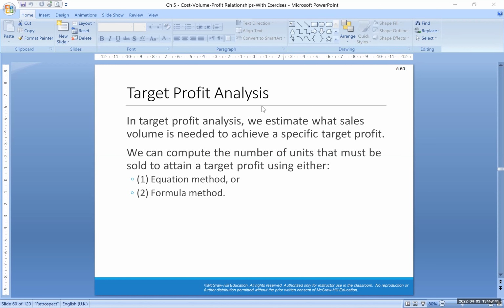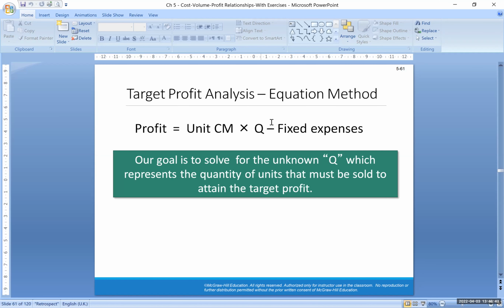Let's start in calculating according to the equation method.